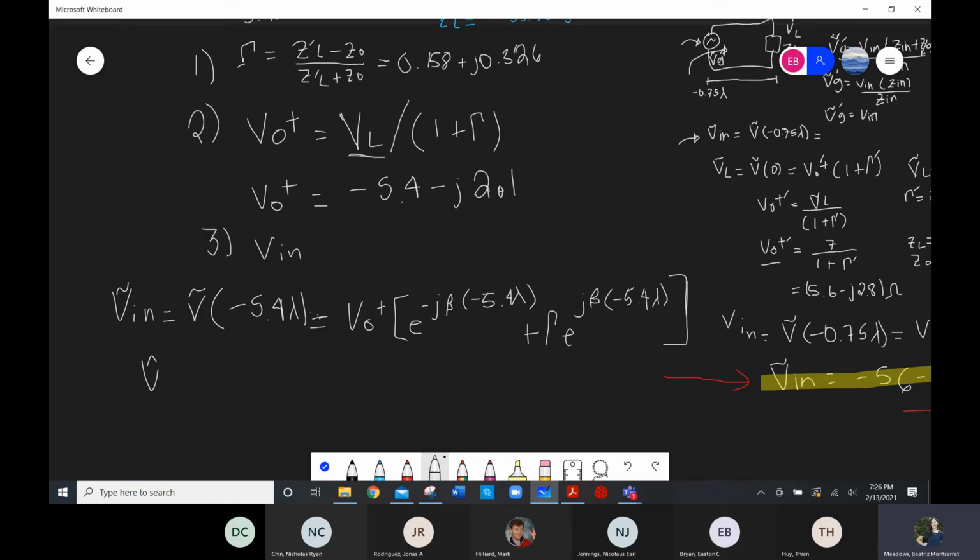So let me know what you guys get for your V in. I like to say we're about 10 minutes away to finish this problem, or less. Oh, this is part A, by the way. There's 2 more parts.